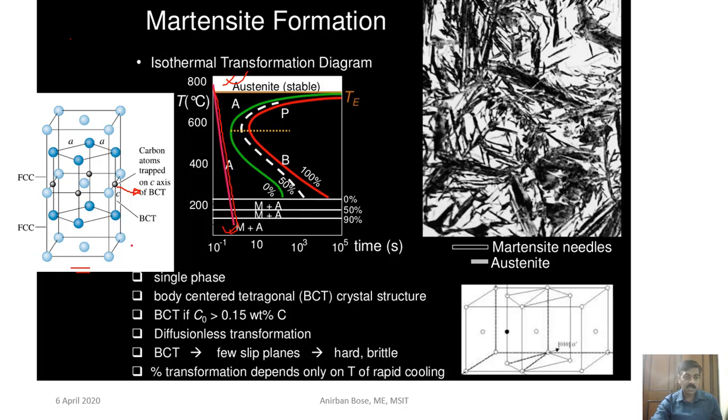Tempering is nothing but further heating this martensite to a temperature of say 250, 300 or 400, and then keeping it for a few seconds, few hours, depending upon the amount of ductility that you want to impart, and then you further cool it to room temperature. So by this tempering you can induce some ductility, so that the toughness can be increased and it can be used.